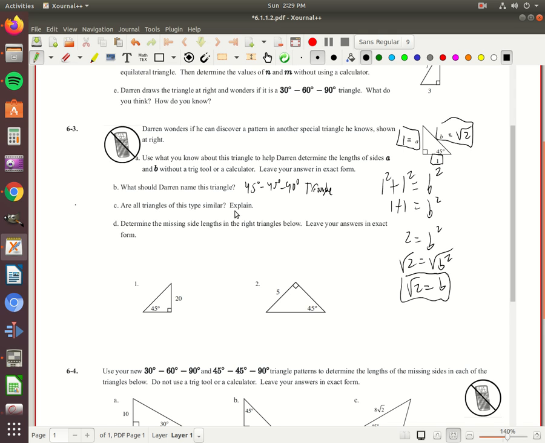Are all triangles of this type similar? Yes. They all have angle similarity, right? So the sides are all going to be proportional. So what does that mean? Well, that means if you give me a triangle like this, I should be able to say, well, this leg is 20. Well, this leg must be 20. And this hypotenuse must be 20 times the square root of 2. It's known as 20 rad 2, radical 2.